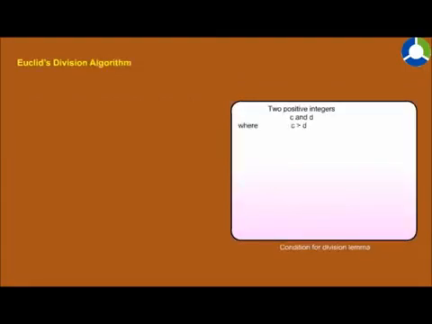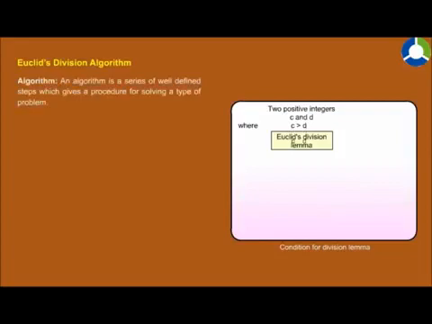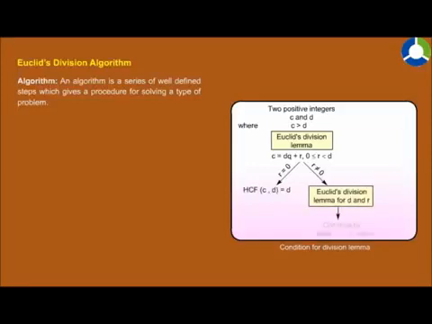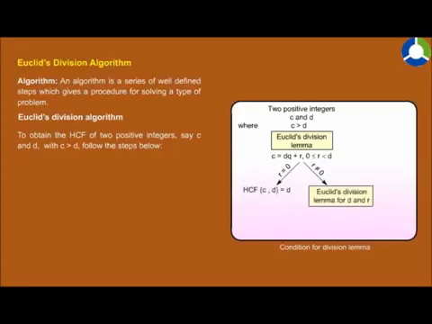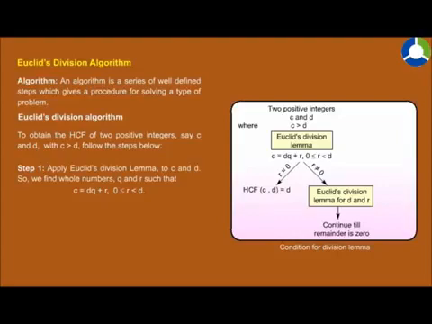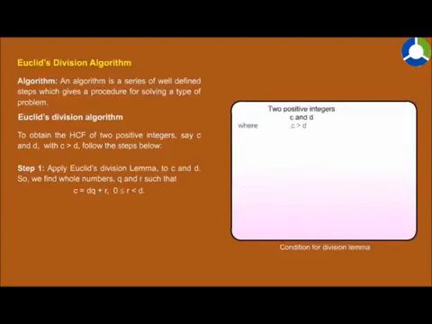Euclid's division algorithm. An algorithm is a series of well-defined steps which gives a procedure for solving a type of problem. To obtain the HCF of two positive integers, say c and d, with c greater than d, follow the steps below. Step 1: apply Euclid's division lemma to c and d.